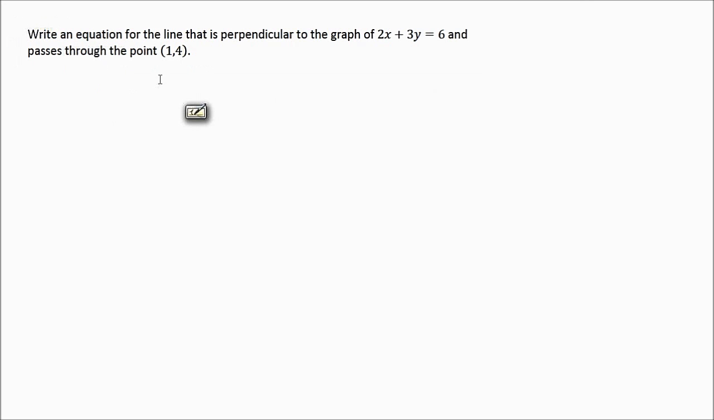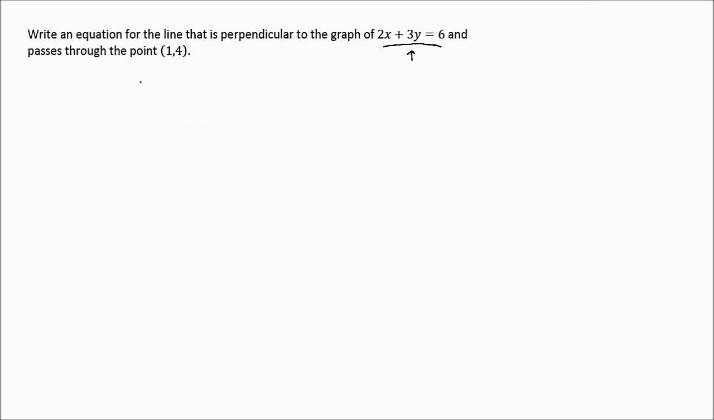So write an equation for the line that's perpendicular to the graph of this equation, given that it passes through (1, 4). The first thing you're going to need to do is find the slope of the given equation, because we know that a line that's perpendicular to this line will have a slope that's a negative reciprocal.